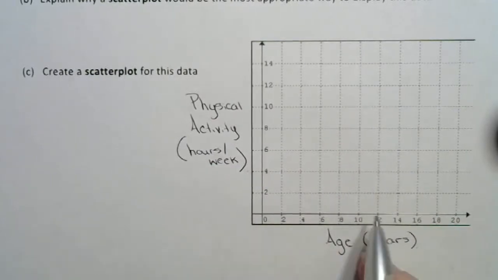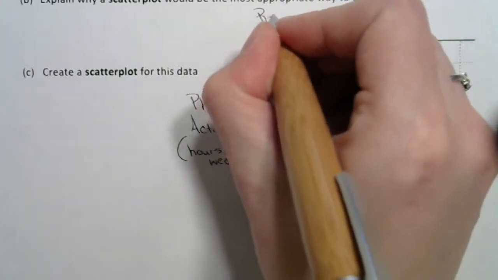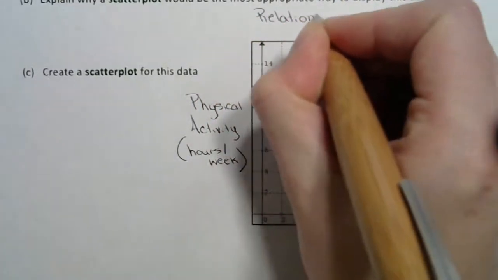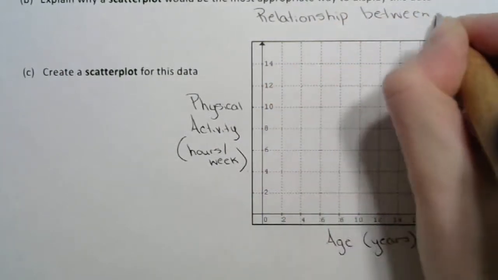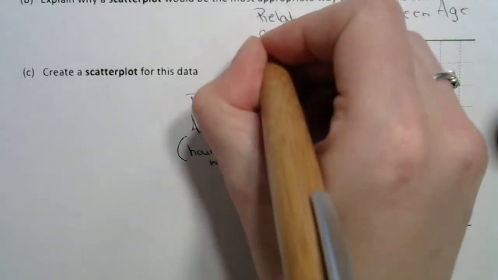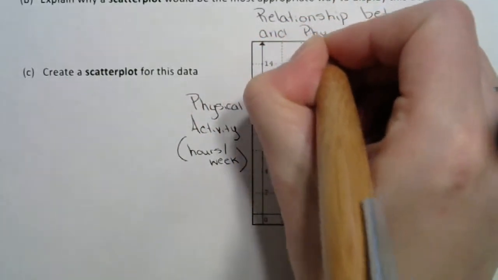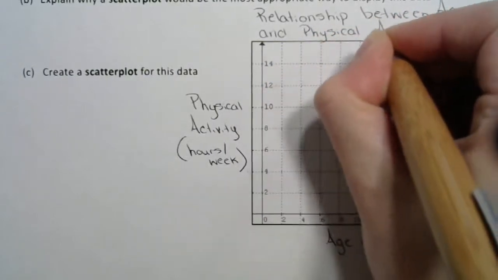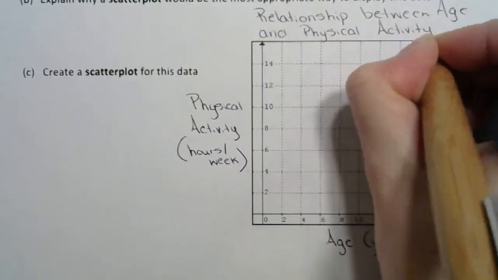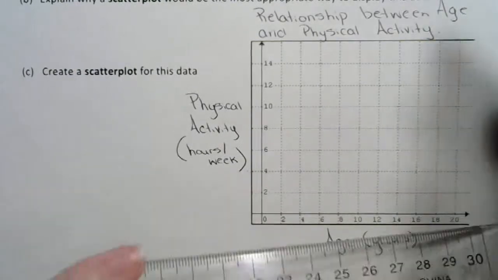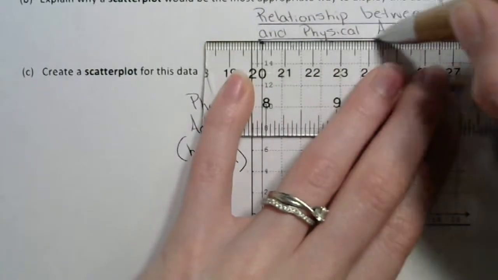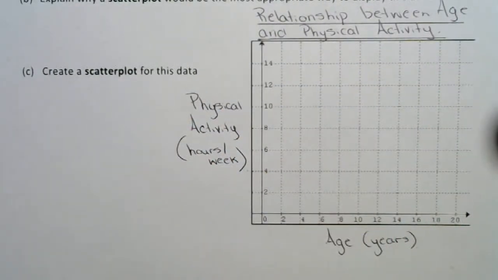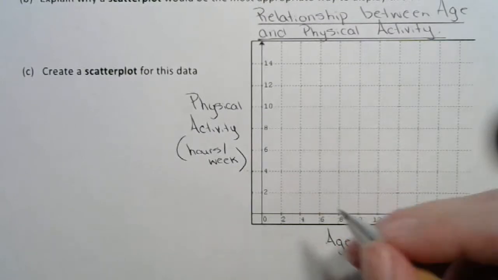Once again, I do already have the scale done for this one. And this is the relationship between age and physical activity. Got a nice title. Good. So now we just want to scatter plot the data onto here.